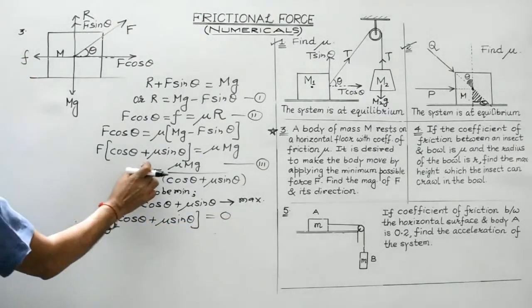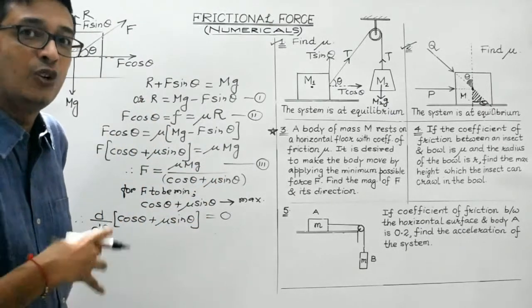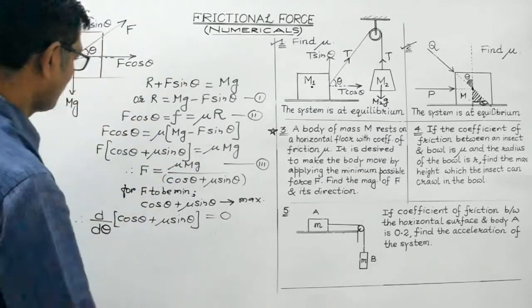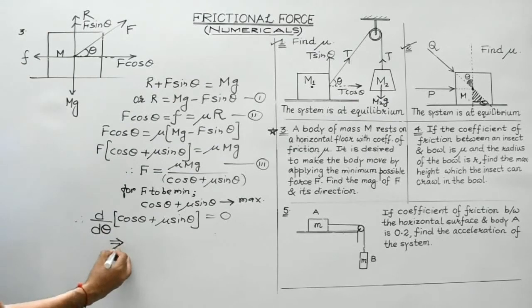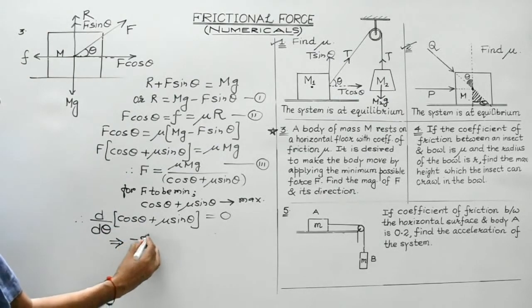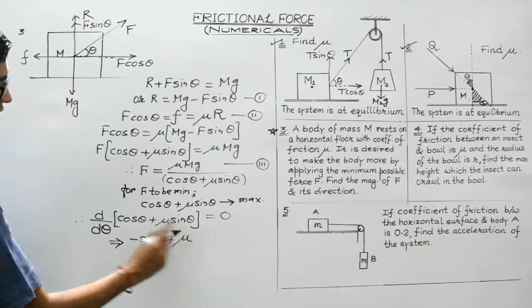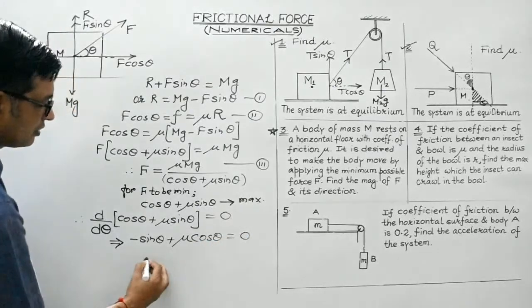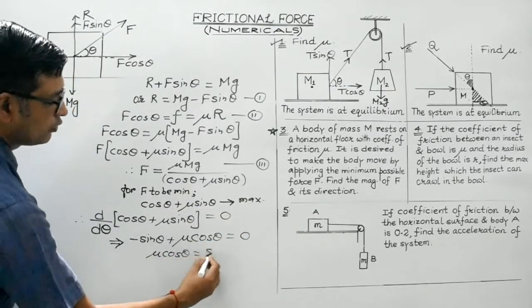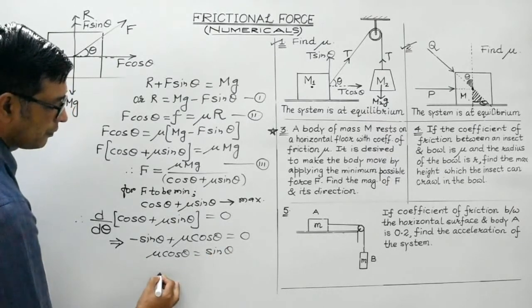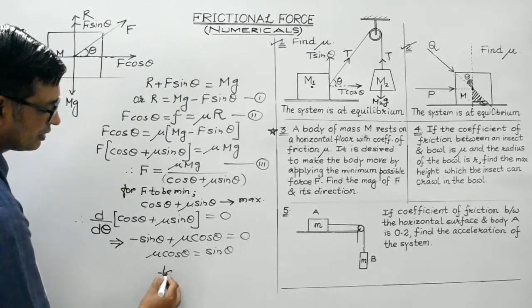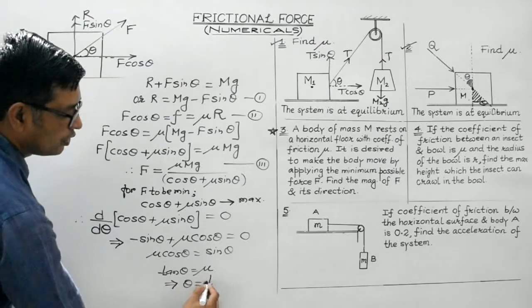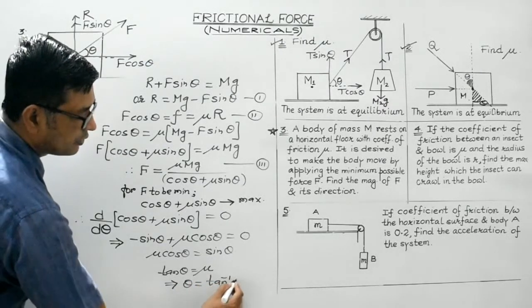So students, for F to be minimum, the denominator should be maximum, and for the denominator to be maximum, the differentiation of the denominator should be equated to 0, right? So what we get is differentiation of cos theta with respect to theta, it is minus sine theta, plus mu is constant. Differentiation of sine theta with respect to theta is cos theta. So what we get is mu cos theta is equal to sine theta, or sine theta by cos theta, that is tan theta is equal to mu. Therefore students, theta is equal to tan inverse mu.